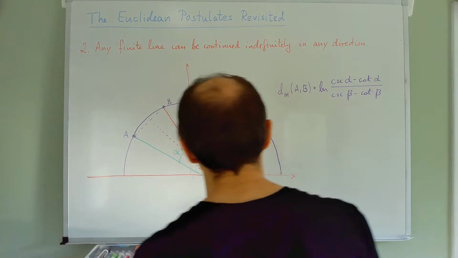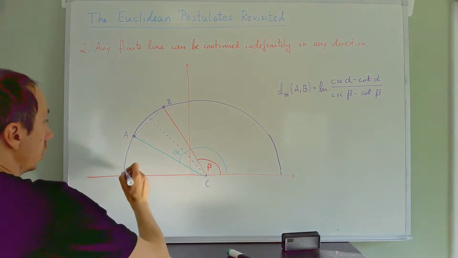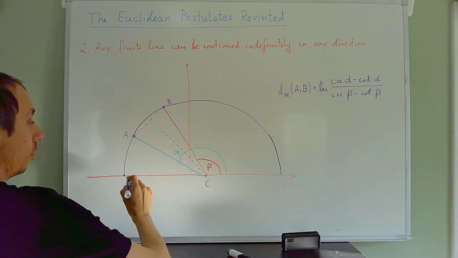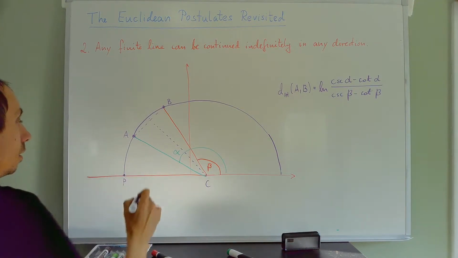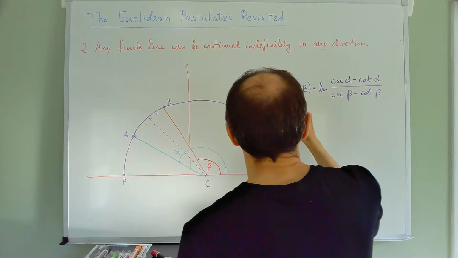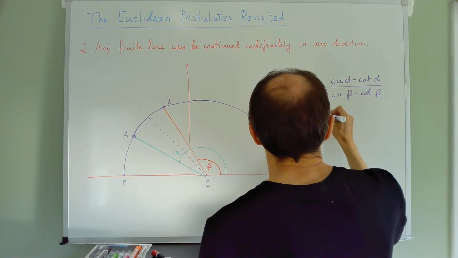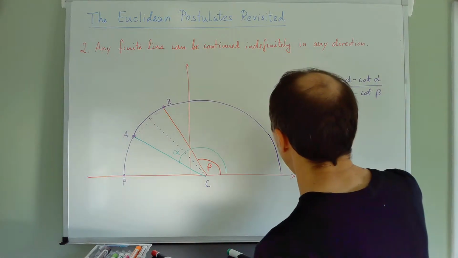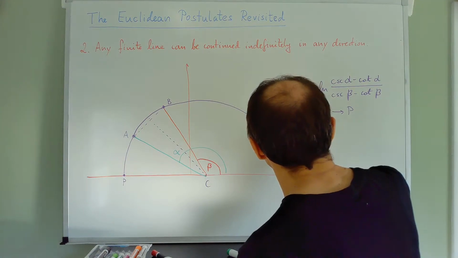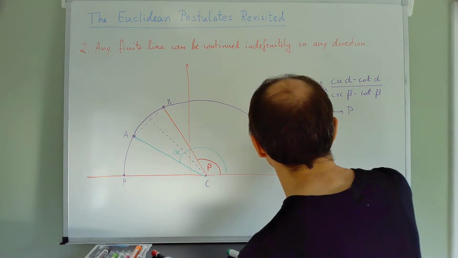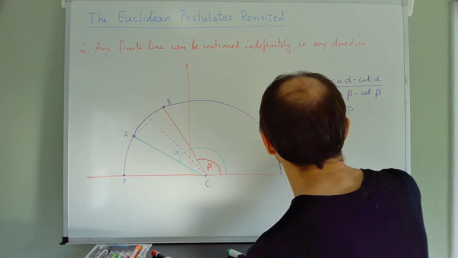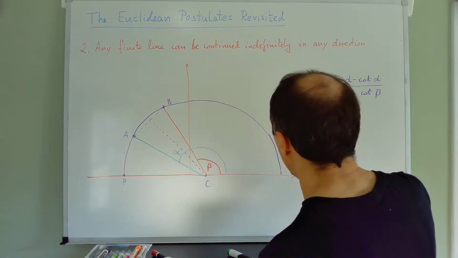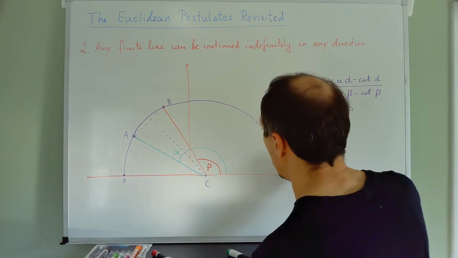So let's call this point of the intersection of this circle with the x-axis P. So if we move A towards P, what happens to this distance? I'm interested in the limit as A goes to P of this hyperbolic distance A over P. So A goes to P along the geodesic, along arc PAB.